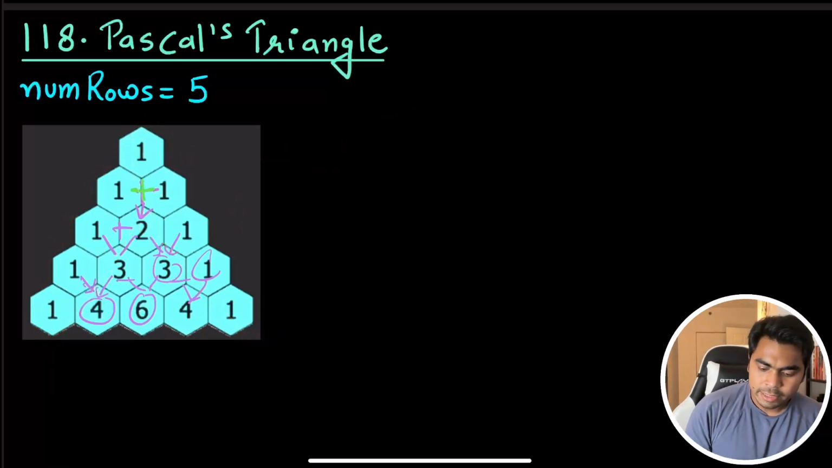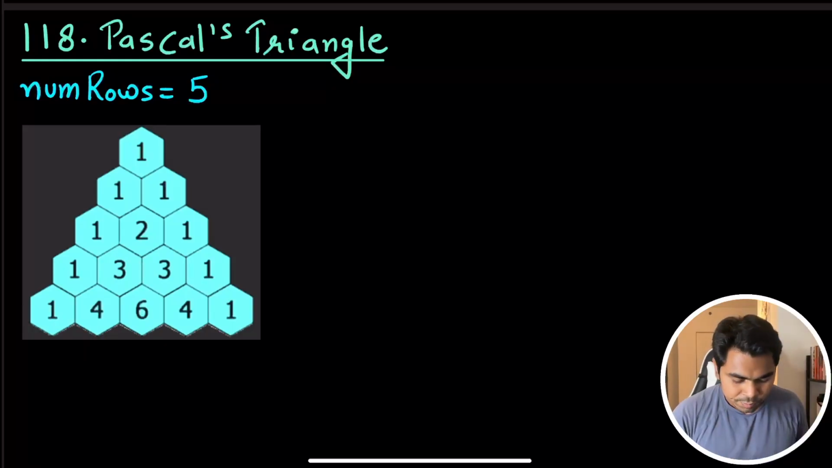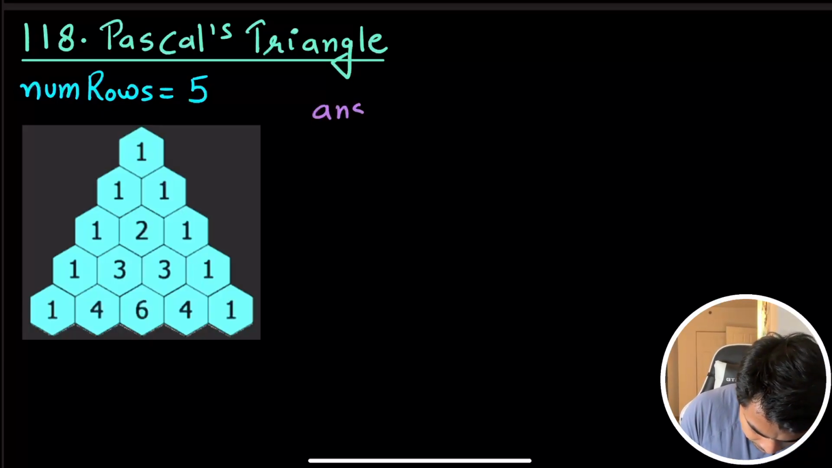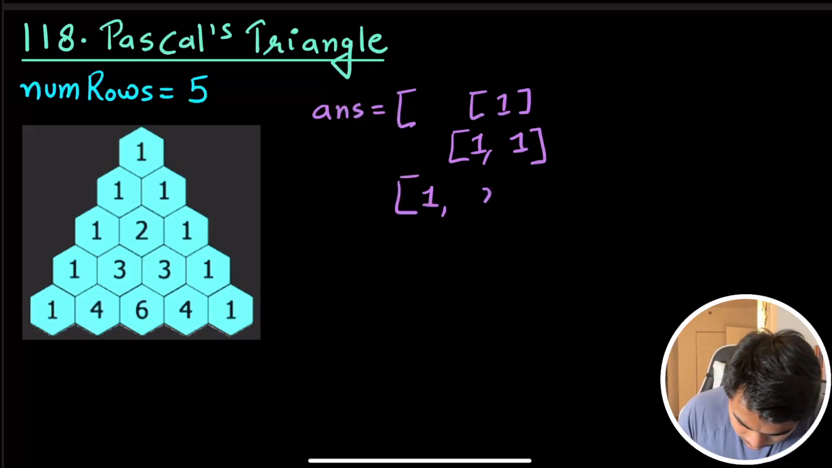So how do we calculate it? It seems like we understand it, but how are we going to implement it in code? Our answer would look like a 2D array, something like this. So 1, and then here we'll have 1 1, and then 1 2 1.